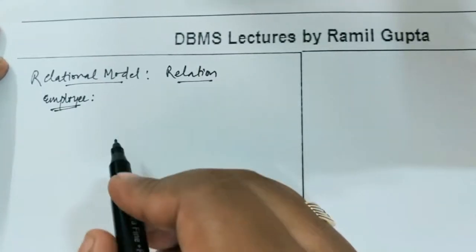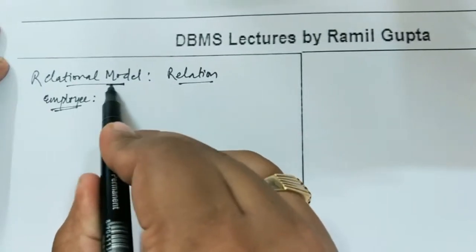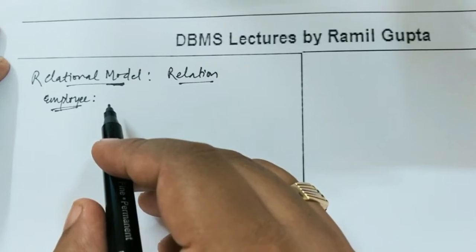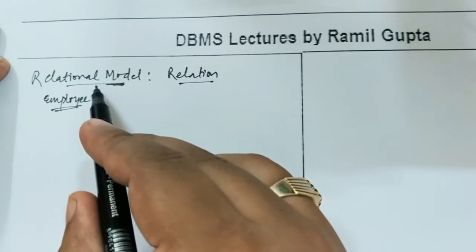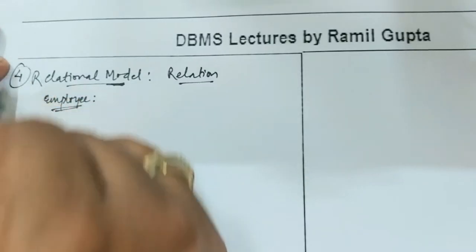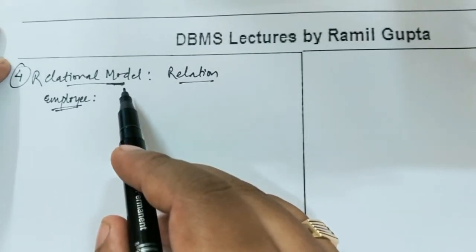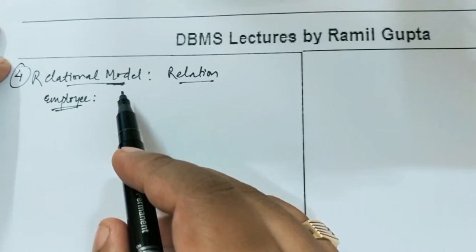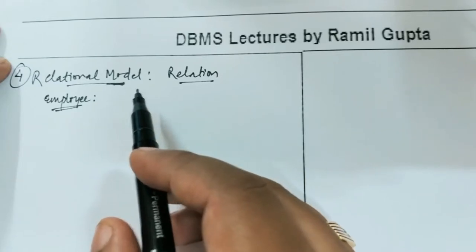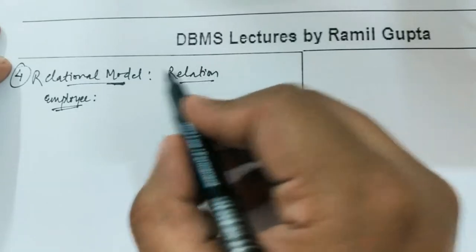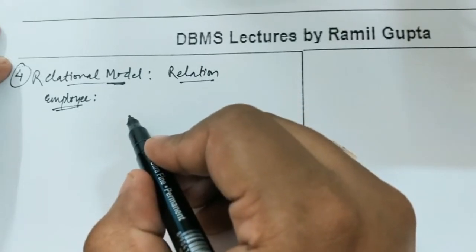In this particular tutorial we are going to study about relational model. We have already studied hierarchical, network and ER models, and now we are going to concentrate on the fourth topic, that is the relational model. Let me tell you that relational model is the most extensively used model across the world, and it holds a scientific meaning, and the actual implementation of DBMS is done in relational model.